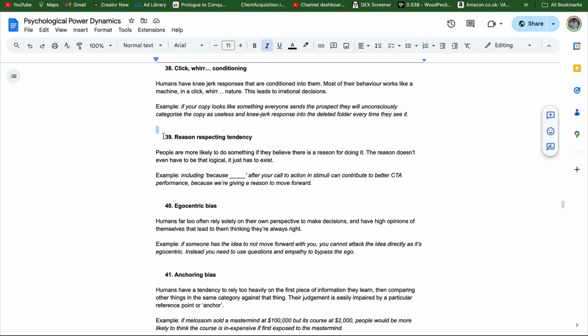Number 39, reason respecting tendency. People are more likely to do something if they believe there's a reason for doing it. The reason doesn't even have to be that logical. It just has to exist.